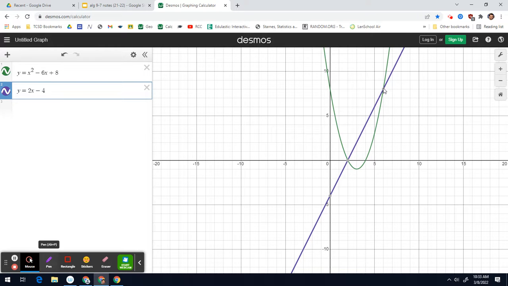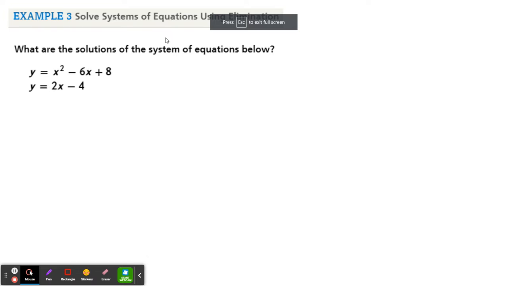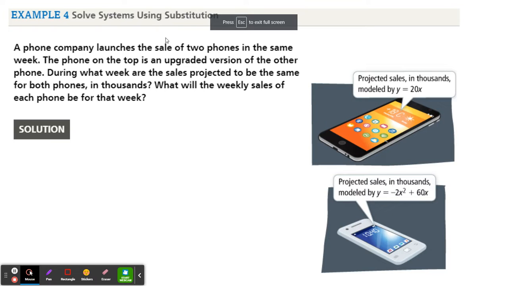Okay, last but not least, a word problem here. So let's take a look at this word problem from our notes. All right, so it says a phone company launches the sale of two phones in the same week. The phone on the top is an upgraded version of the other phone. During what week are the sales projected to be the same for both phones in thousands? What will the weekly sales be for each phone?